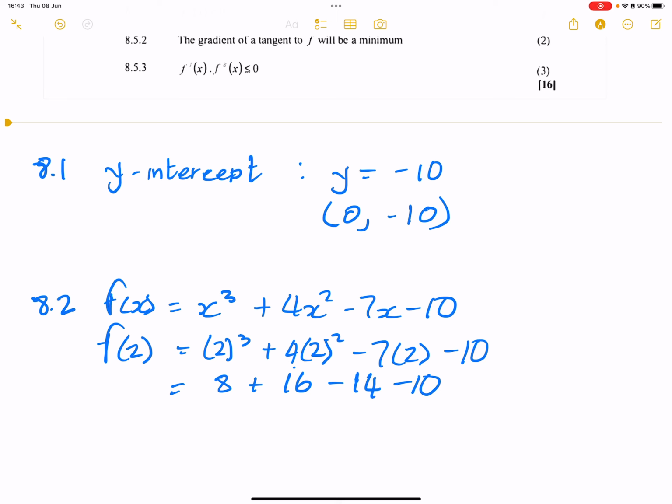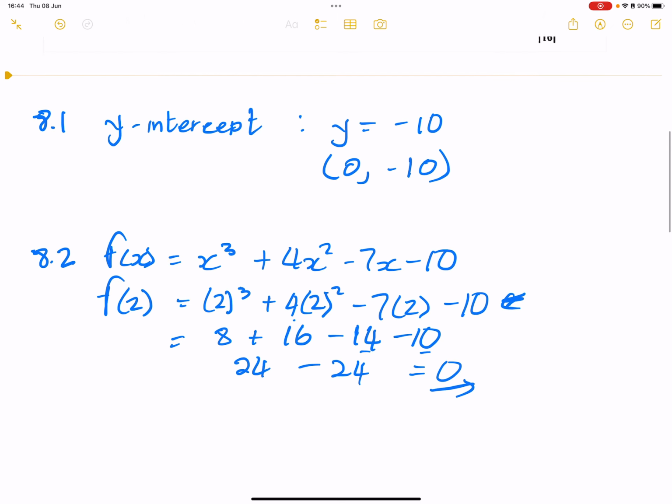8 plus 16 gives us 24, minus 14 minus 10 is minus 24, and so that gives us 0. You don't necessarily need to show the working out. You can simply put that in your calculator and prove that this is equal to 0. So in this case, it means that x equal to 2 is a root of the equation.